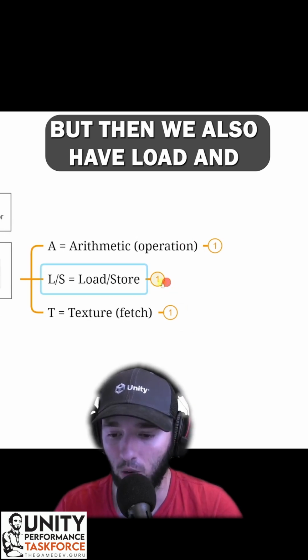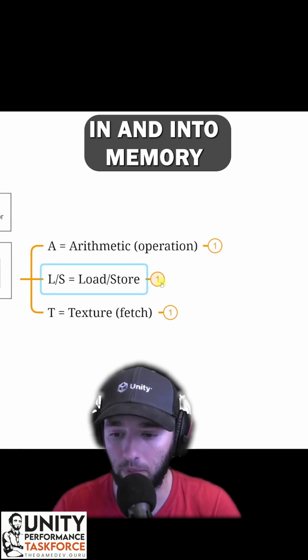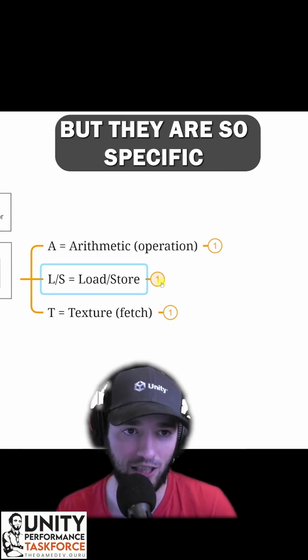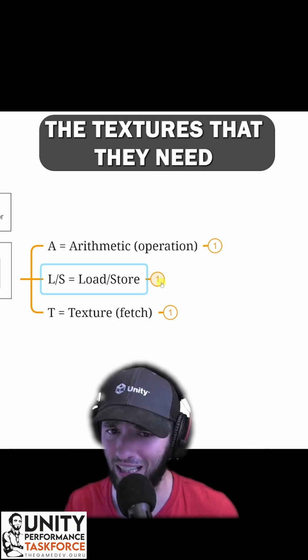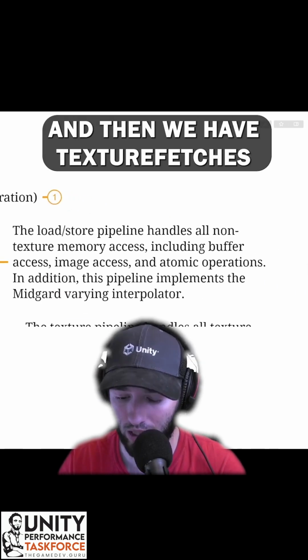But then we also have load and store operations, which are all about pulling data in and into memory. And this is not about texture. I know that textures are coming from memory, but they are so specific and so fascinating that they need their own hardware unit. So we have load store, and then we have texture fetch.